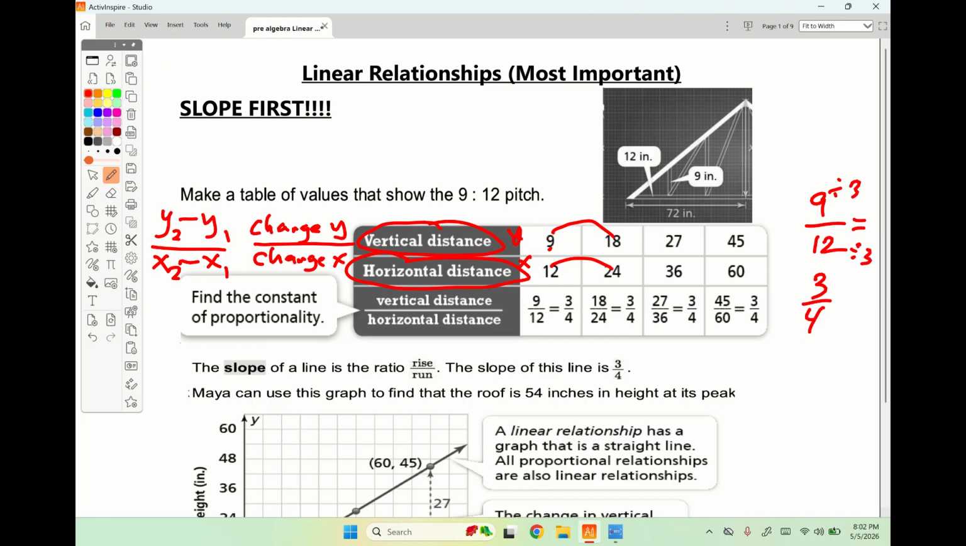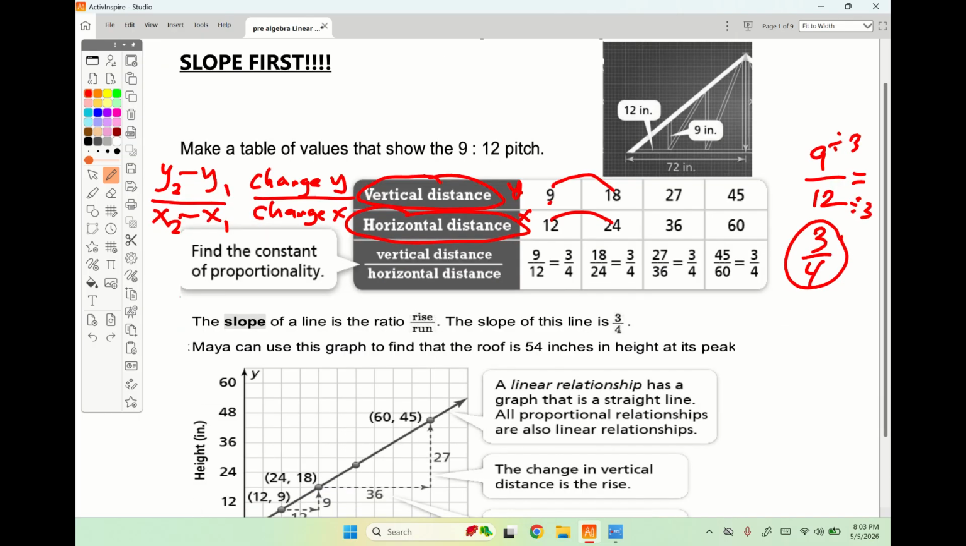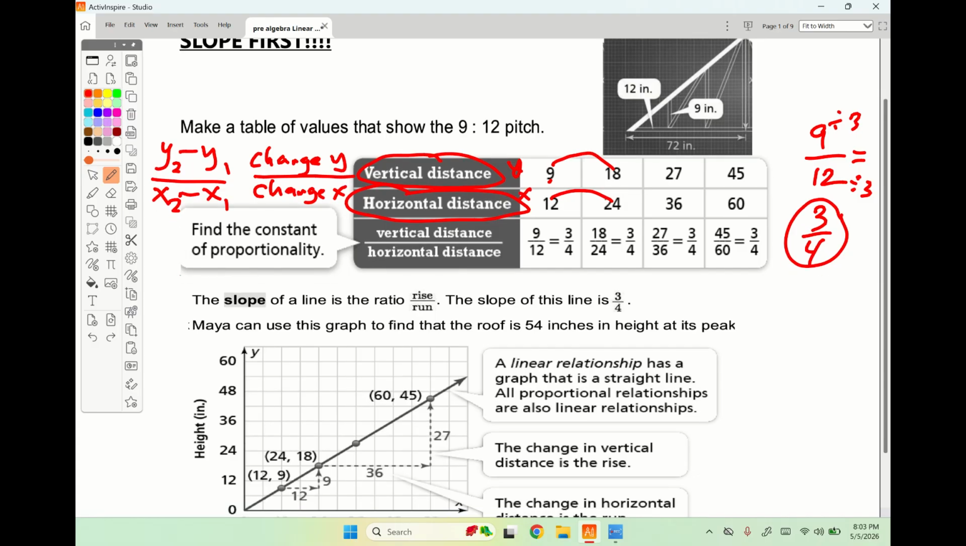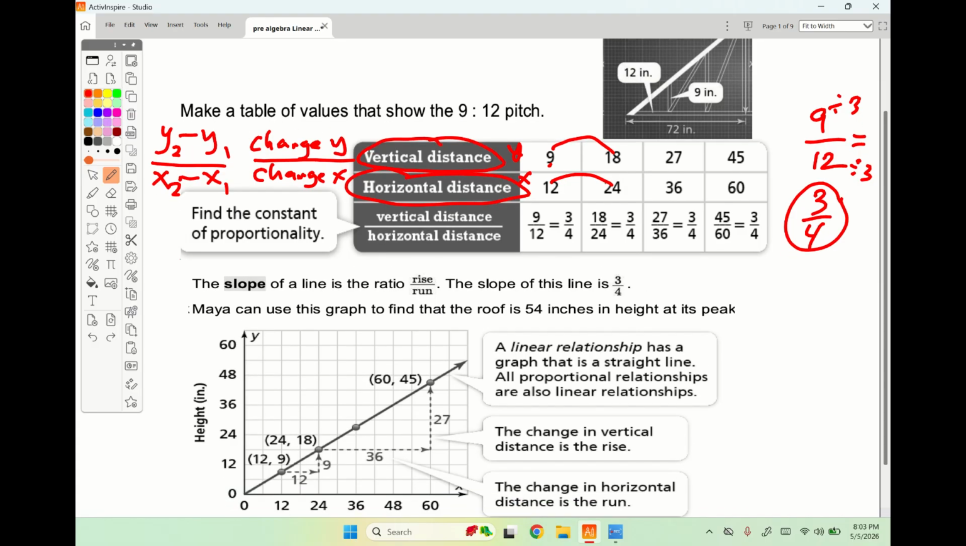Alright, same thing over here. This is the same information, just in a graph form. You would do the same thing. From any two dots, you can just rise and run. So if we choose, for example, these two dots, you can see what the rise is. From 9 to 18, the rise is 9. 12 to 24, the rise is 12. And we get the same answer as above.